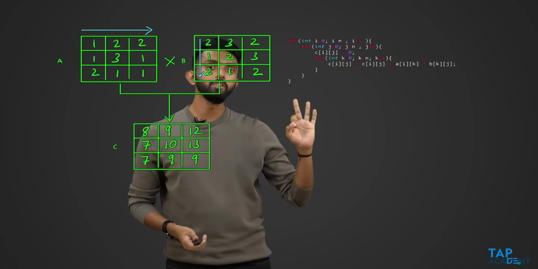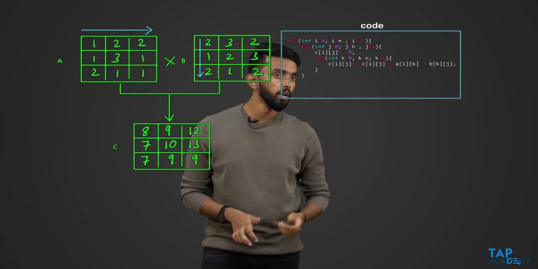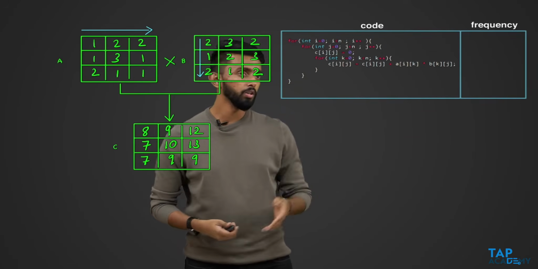So there are 3 levels of nesting happening. So I'm just going to write this as my code. Now if I calculate the frequency, it's very straightforward. You can look at it.